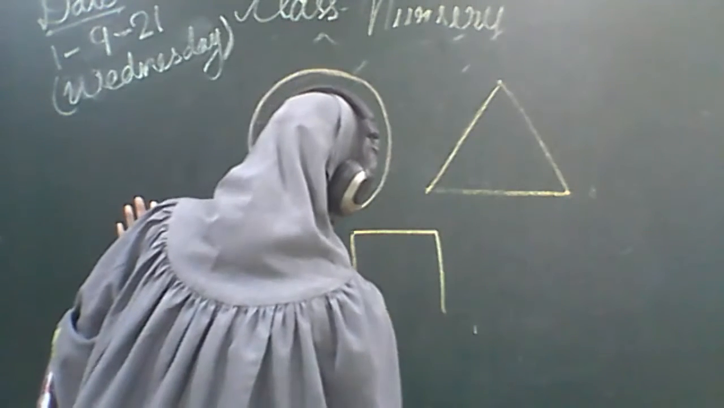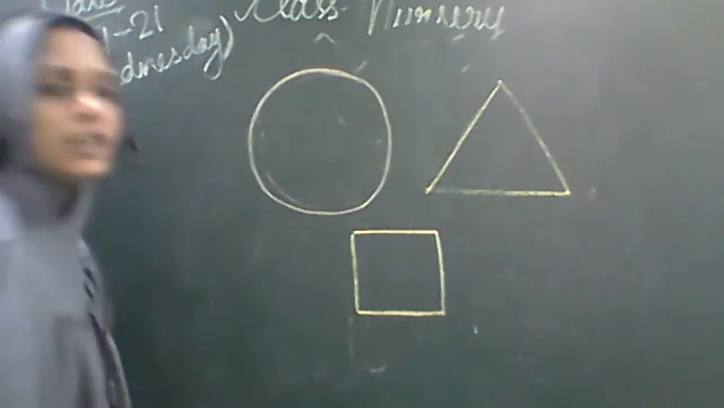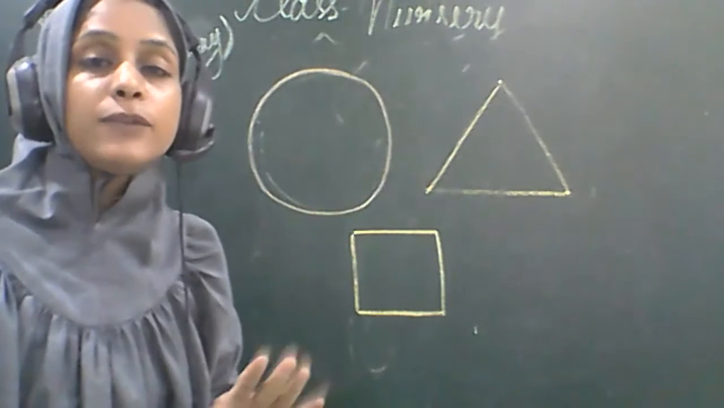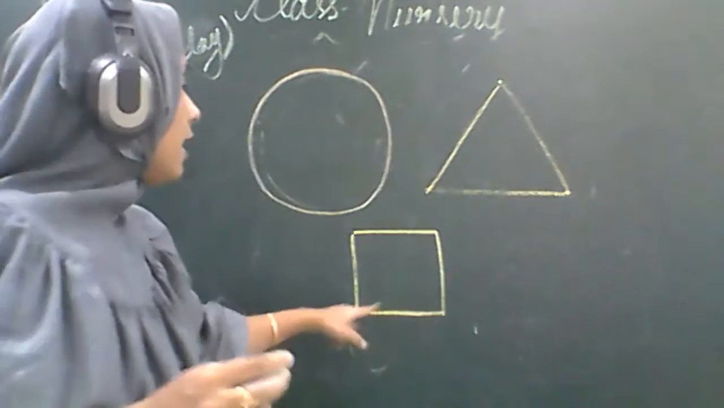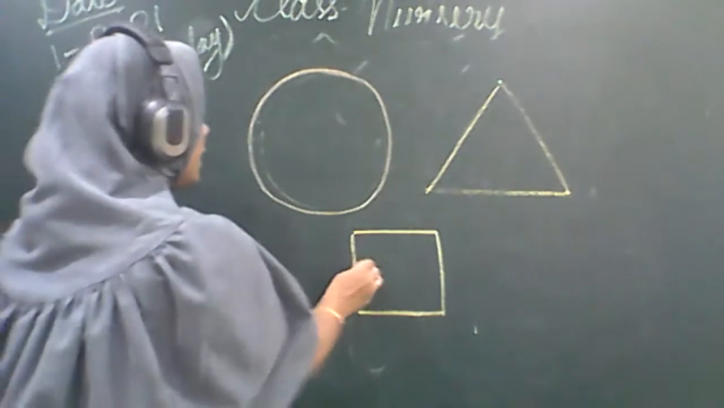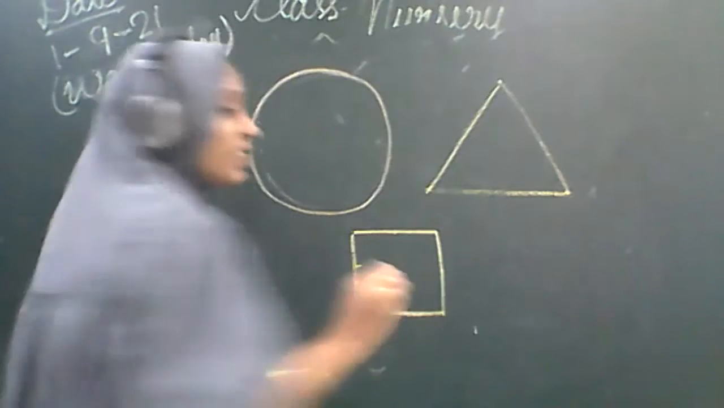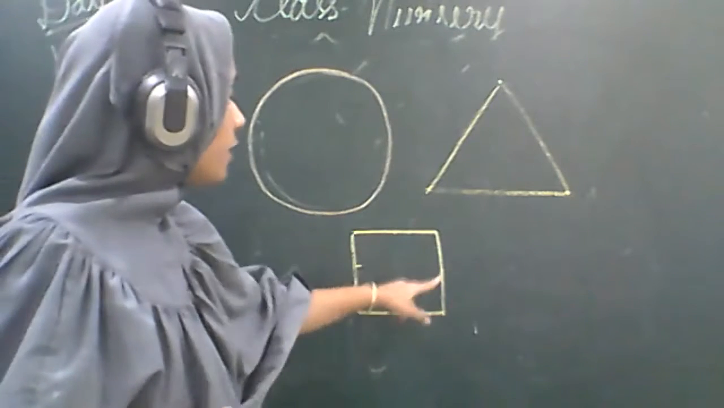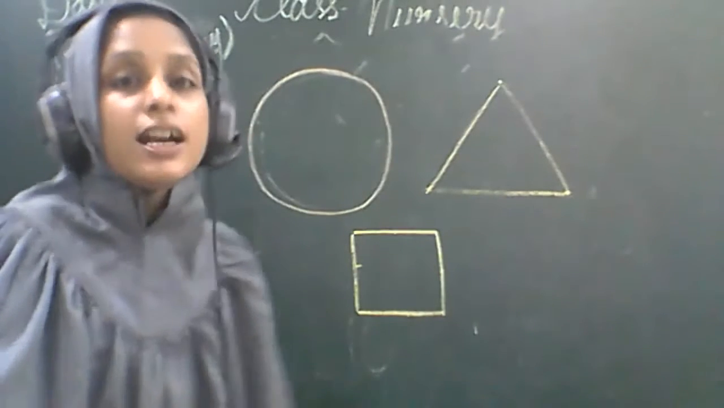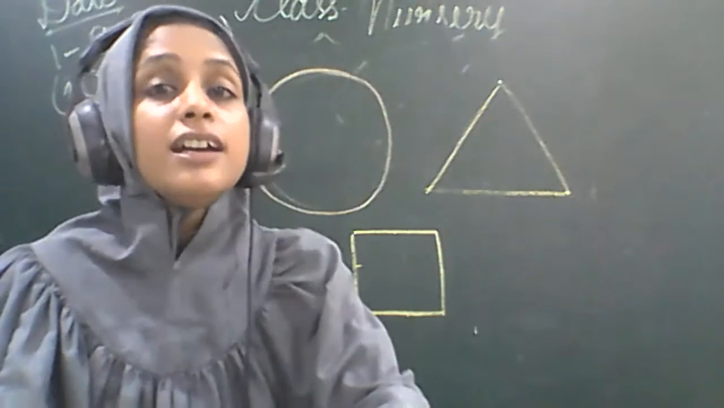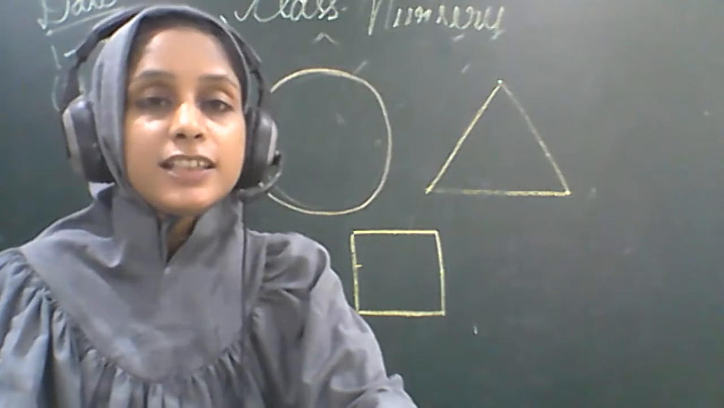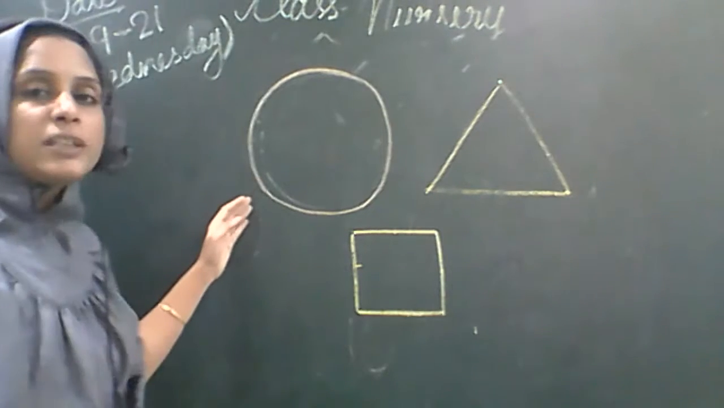And then square. We had learned about square as well. A square is having four corners and four sides. Square ki kitni sides hain dekho? Ek, do, teen, char, four. One, two, three, four. Four sides are there. This is square. Hamare paas jo dice hoti hai, jisse hum play karte hain, that is of square shape. Theek hai?